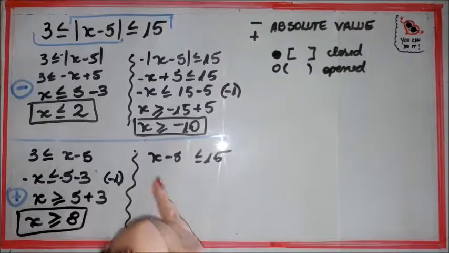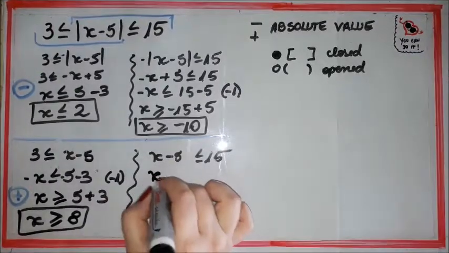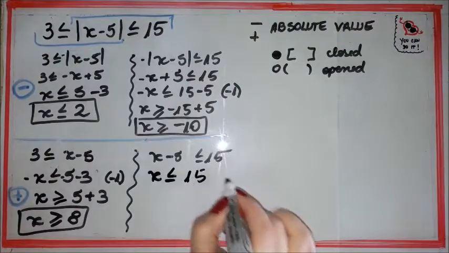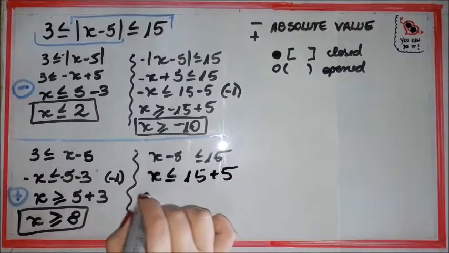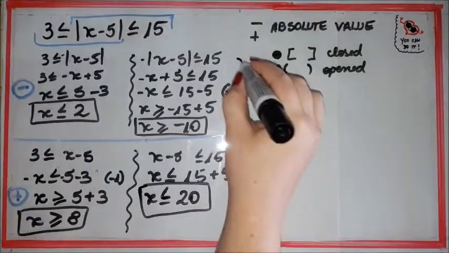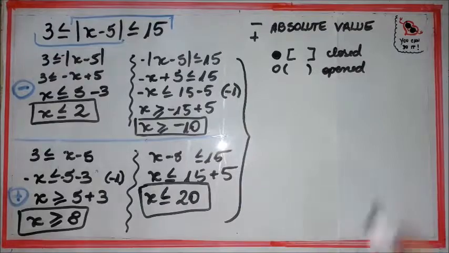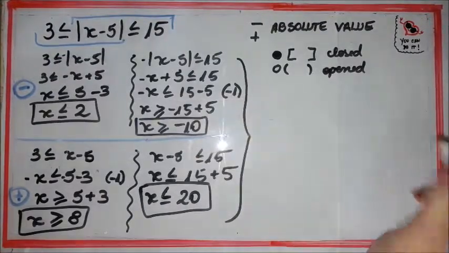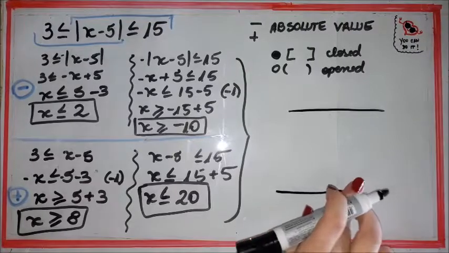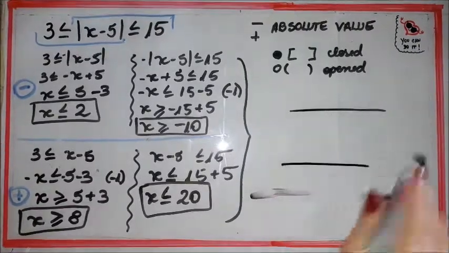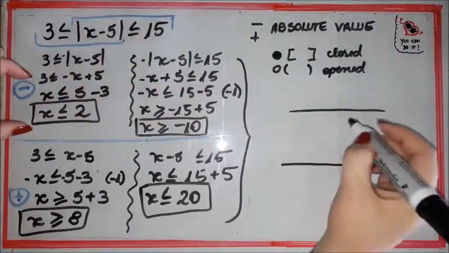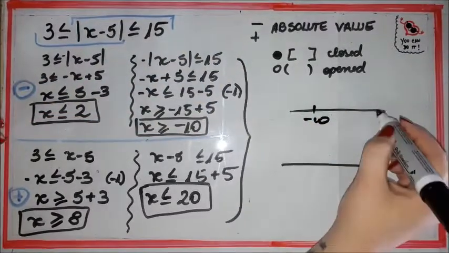Got it? Here, x is less than or equals to 15 plus 5. Okay, let's put these results here. So for this possibility we have negative 10 and 2.